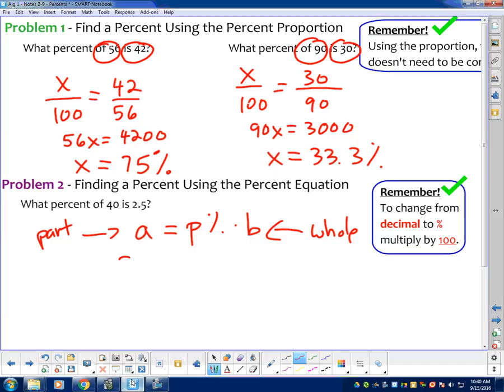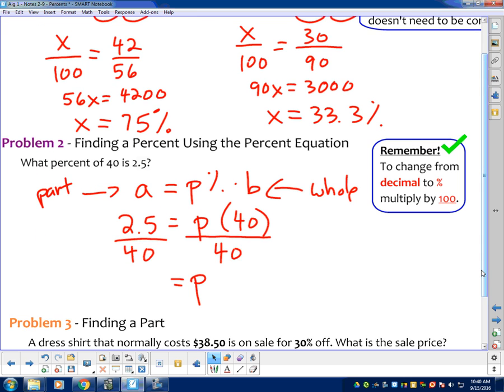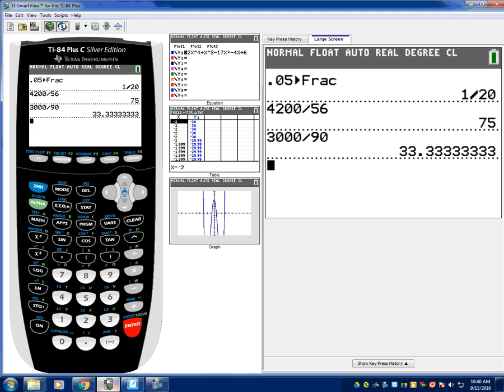So the part is the 2.5. And we're going to solve for P here. We've got the whole is 40. So using our algebra skills, we're going to divide each side by 40 here. So P is going to equal a certain decimal. That's why we have this remember over here. So let's go to our calculators. There's 2.5, I believe, divided by 40.